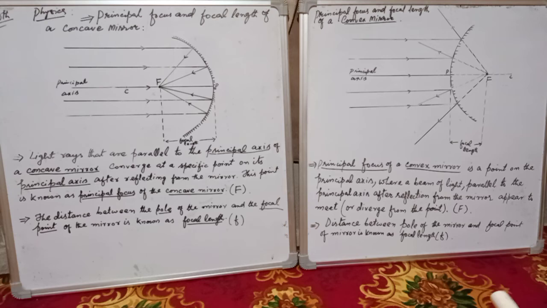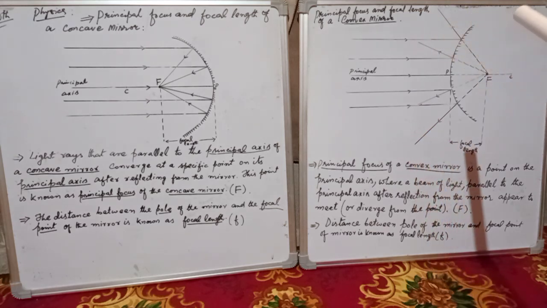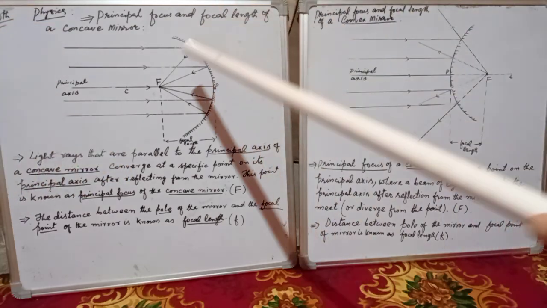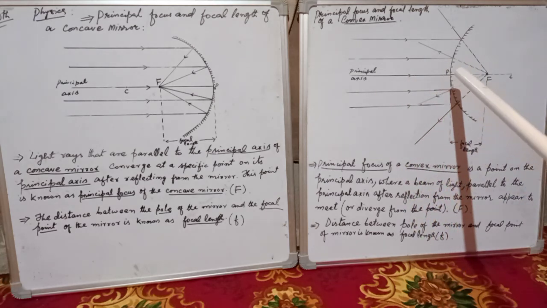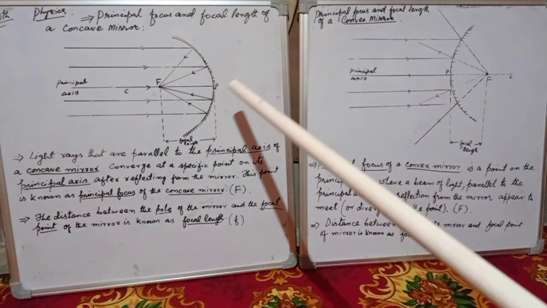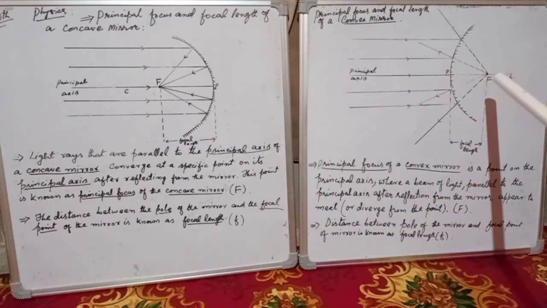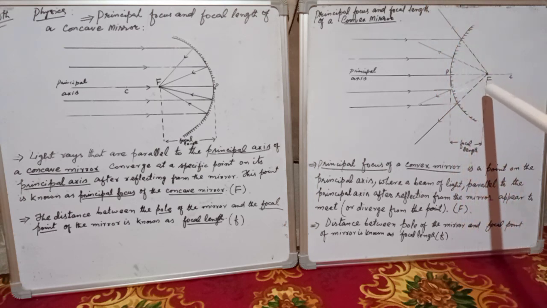So, dear students, you need to remember the difference between the principal focus of a concave mirror and a convex mirror. In a concave mirror, parallel beams of light rays to the principal axis, when reflected, meet at a particular point, and we call that point the principal focus. But in the case of a convex mirror, parallel beams of light rays to the principal axis, when reflected from the mirror, appear to meet. Here we directly say they meet and converge; there we say they appear to meet. It seems they meet at a particular point, or we can say they appear to diverge from that very point. That very point is the principal focus of the convex mirror.